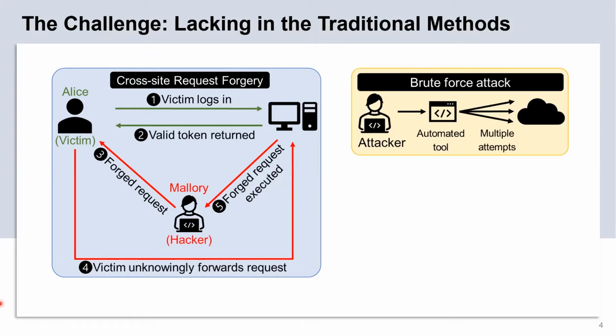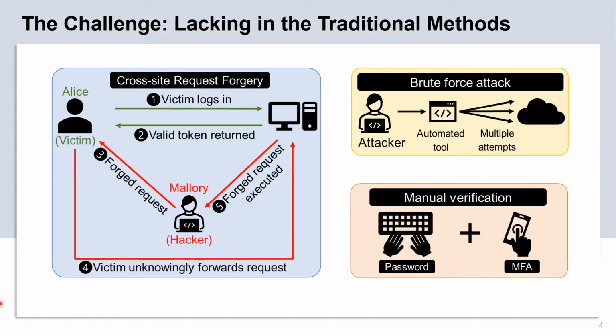Another old trick is brute force attack. Here, the attacker uses an automated tool that tries different combinations of the secret key. The weaker the password, the higher the probability of a brute force attack being successful. Finally, a major issue of multi-factor authentication or OAuth is that they need manual verification, which is often very hard for a large number of devices.